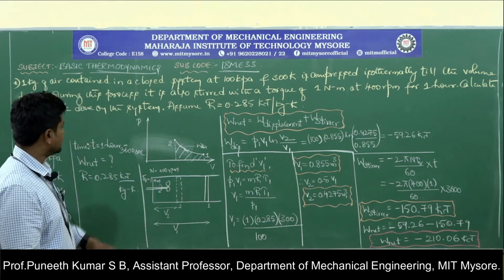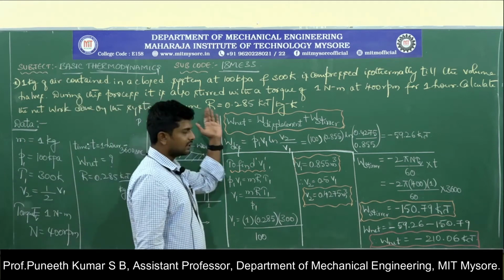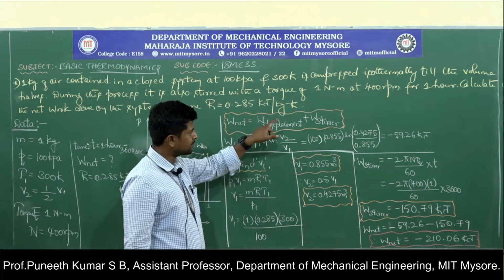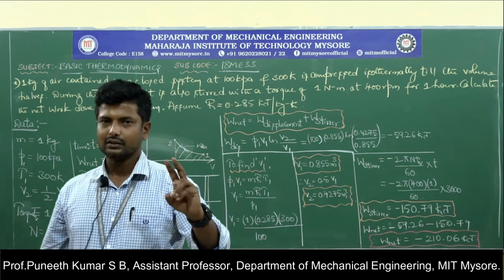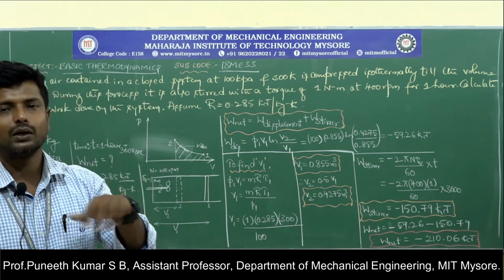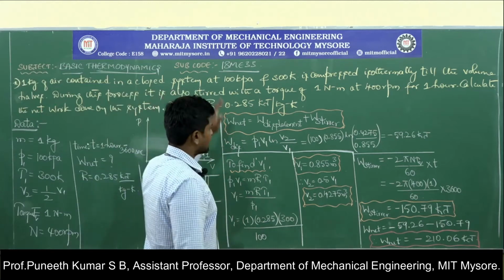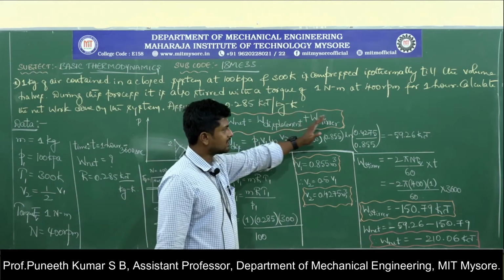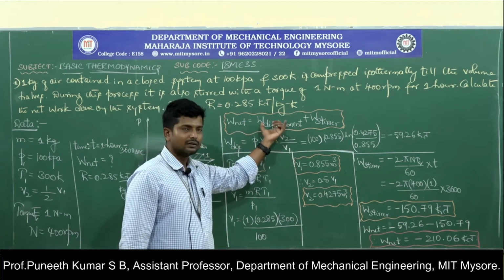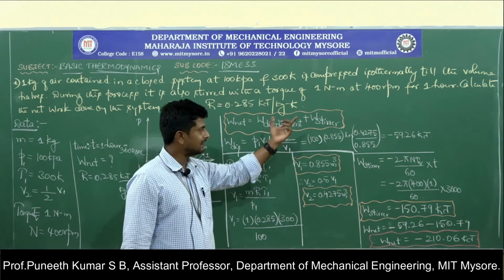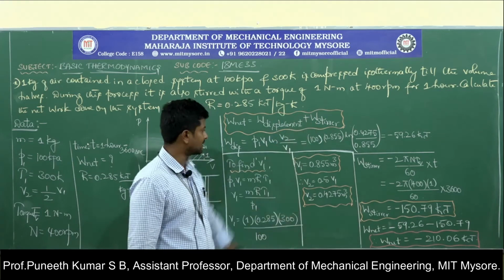So after writing all these things, let us start with the problem. We know that W net is equal to, for this problem, there are only 2 work transactions happening, and both the works are working on the system. One is the compression work and the other is the stirring work. First let us find the value of W displacement, and later we can find the value of W stir, or stirring work.